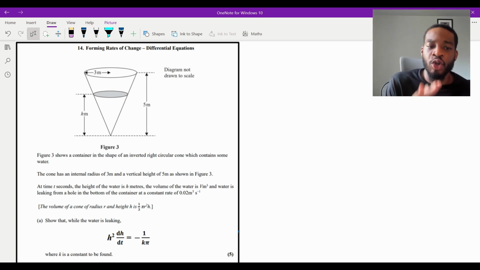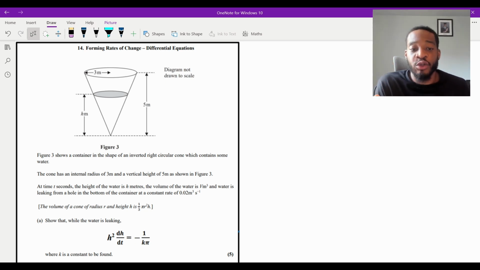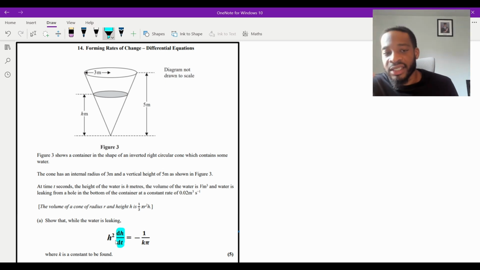So there's a lot going on here, right? These are called connected rates of change. Now, what you want to do with these types of questions, because it hasn't come for a couple of years, is first you look at what they want you to show. They want you to show something with dh/dt. That is a rate of change. Now, what you want to do here is apply the chain rule.